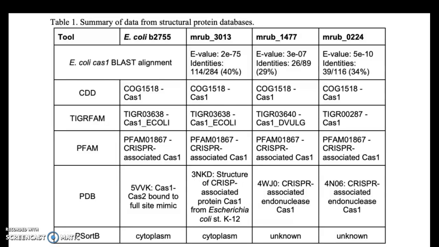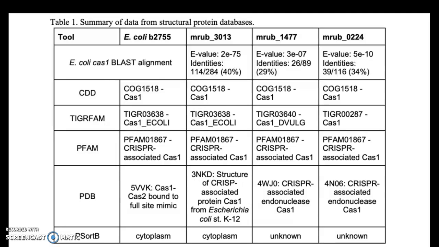PDB pulls proteins with similar structures from its databases, and these results are in the 5th row of the table. B2755 pulled 5VVK, which is the structure of the Cas1-Cas2 complex when bound to a mimic ligand. mRub3013 pulled 3NKD, which is the CRISPR-associated Cas1 protein found in this project's model organism, E. coli K12. mRub1477 pulled 4WJ0, which is the CRISPR-associated endonuclease Cas1. mRub0224 also pulled a CRISPR-associated endonuclease Cas1 structure, but its tag is 4N06.